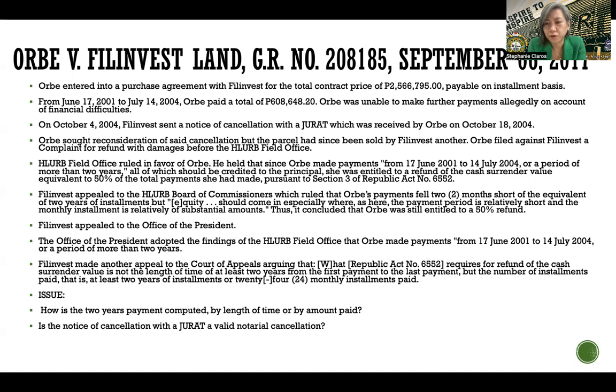So on October 4, 2004, Philinvest sent a notice of cancellation with a URAT, which was received by Orbe on October 18, 2004. Orbe sought reconsideration of the cancellation, but the parcel of land was already sold by Philinvest to another buyer. So Orbe filed a complaint against Philinvest for refund with damages before the HLURB field office.